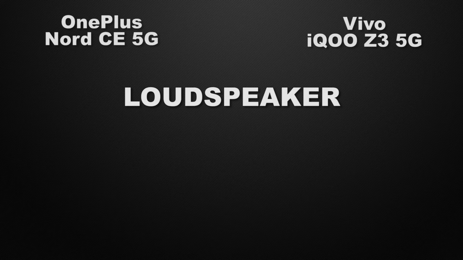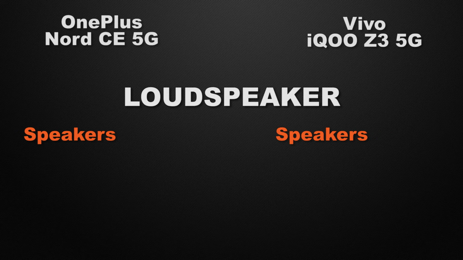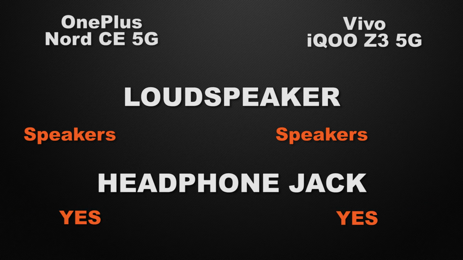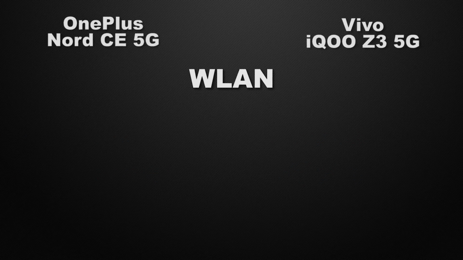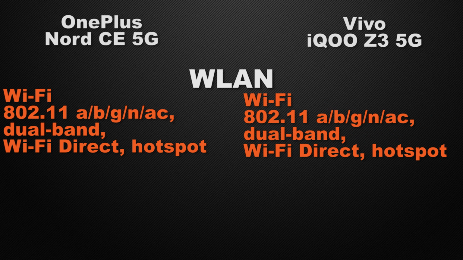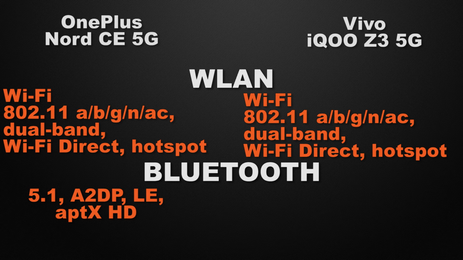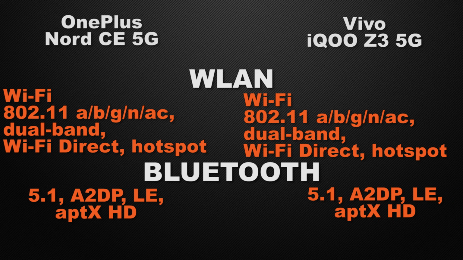Let's talk about the loudspeaker of the devices. Both of the devices have normal speakers, so it's a tie. And about the headphone jack of the devices, both of the devices have a 3.5 mm headphone jack, so again it's a tie. Moving to the communication chips in the devices, starting with the WLAN of the devices. Both of the devices come with Wi-Fi AC, dual band Wi-Fi, Wi-Fi direct and hotspot, so it's a tie. And about the Bluetooth version of the devices, Nord has the 5.1 generation of Bluetooth, whereas Z3 also has the 5.1 generation of Bluetooth. So it's a tie because both of the devices have the same generation of Bluetooth.